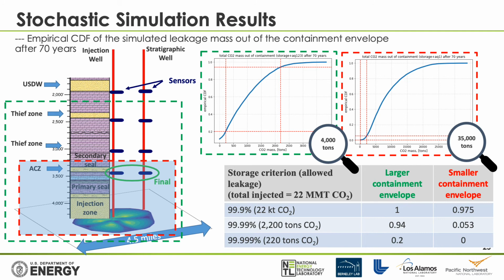The stochastic simulation results were used to construct empirical cumulative density functions for the CO2 mass leaked 70 years after the start of injection. For all the scenarios evaluated, the probability of containment is close to 1 if the larger containment envelope and the lower 99.9% storage criterion are chosen. In general, the probability of containment increases with the size of the containment envelope and inversely with the storage criterion.